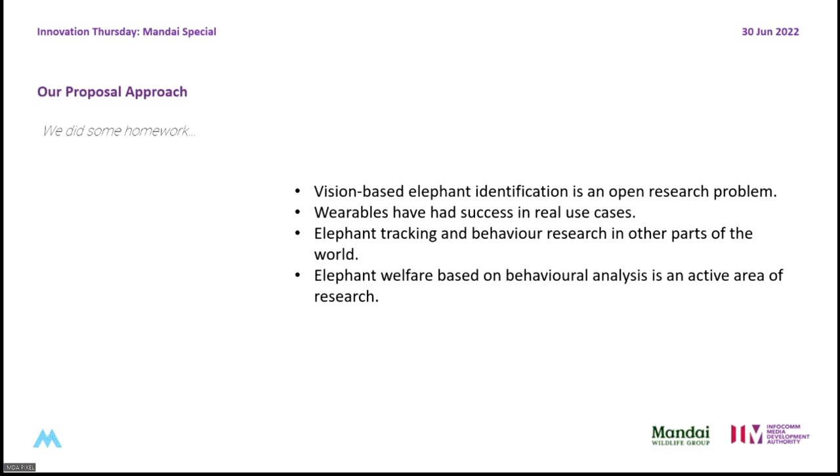We found that vision-based elephant identification is still an open research problem. We found that wearables have had success in similar use cases studying elephant behavior. We found that elephant tracking and behavior research is a relatively active area of research around the world, especially the behavioral analysis of elephants to see whether they're doing well or not in terms of welfare. So there's some research going on.